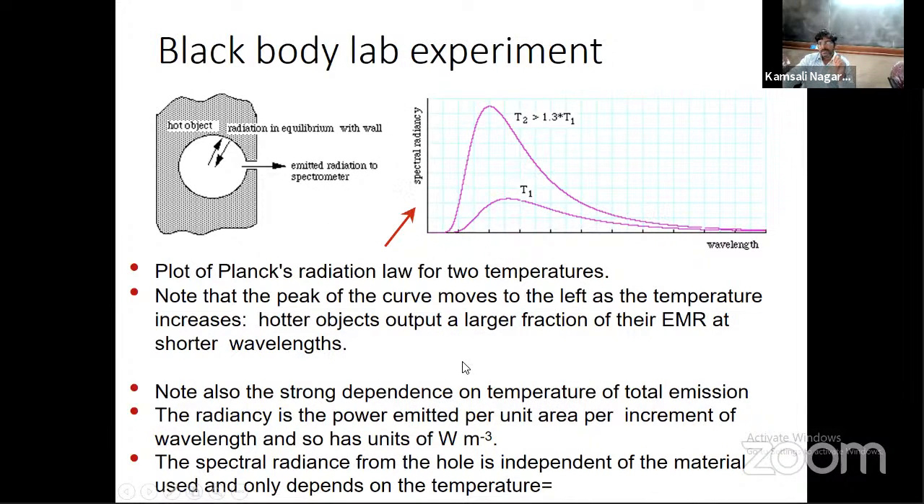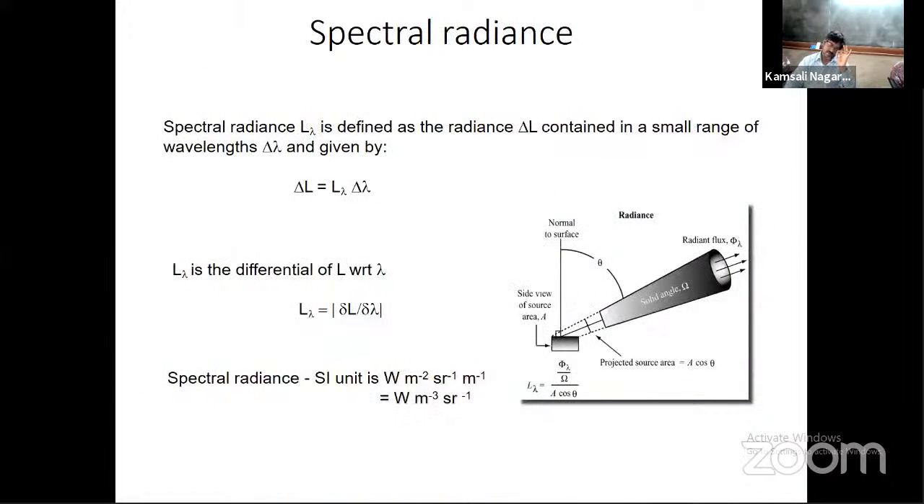Spectrum is nothing but the amount of the radiation or flux or amplitude or energy or power which is radiated per wavelength, or for a given wavelength. Means it has to cover the entire spectrum starting from lower to higher values to a great extent. The spectral radiance from the body is independent of the material used and only depends on the temperature of that body. Here see that the temperature of the second body is 1.3 times that of T1. That is why the peak is shifting towards the lower wavelength.